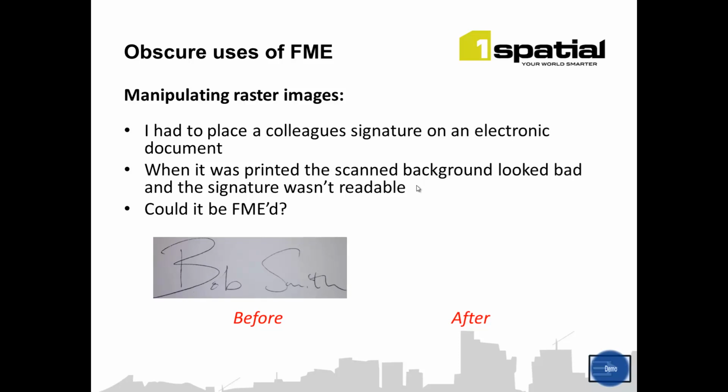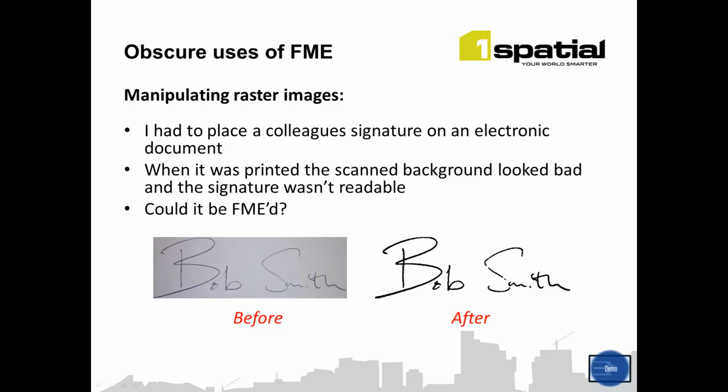So I took the signature, and this isn't the signature, so those of you who have ideas of using this signature for nefarious activities, it's not going to get you very far. But there's Bob Smith, and that's after it had been FME'd. So what I wanted to do is blacken the pen signature, and also get rid of this background in there. So let's go and have a look at how we did that.